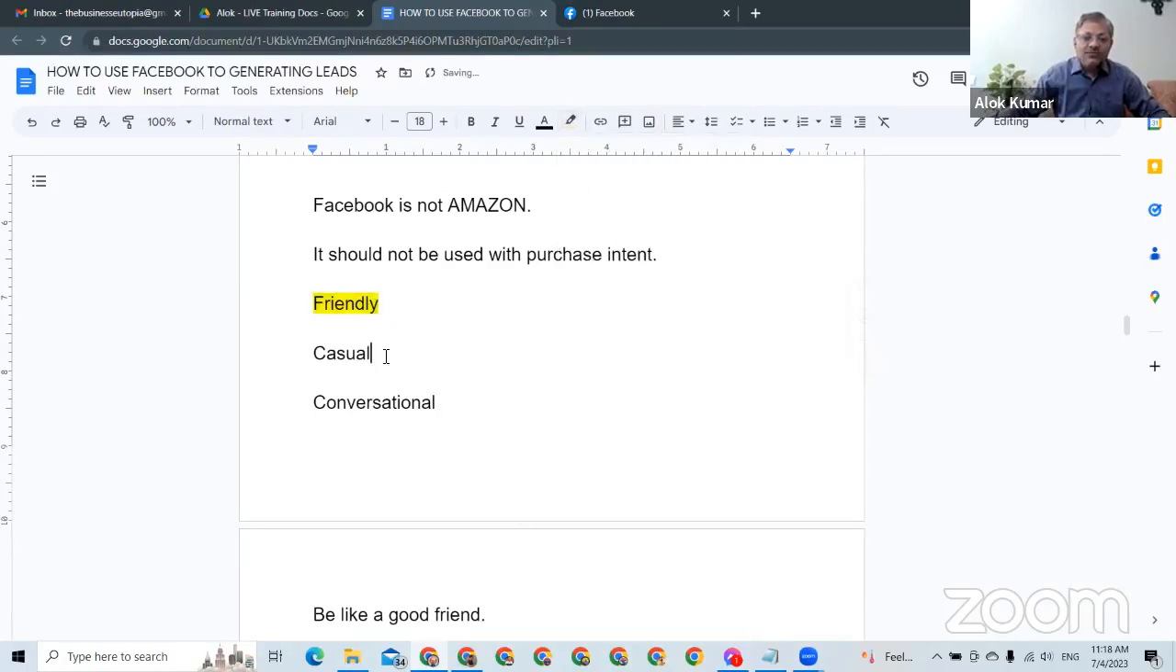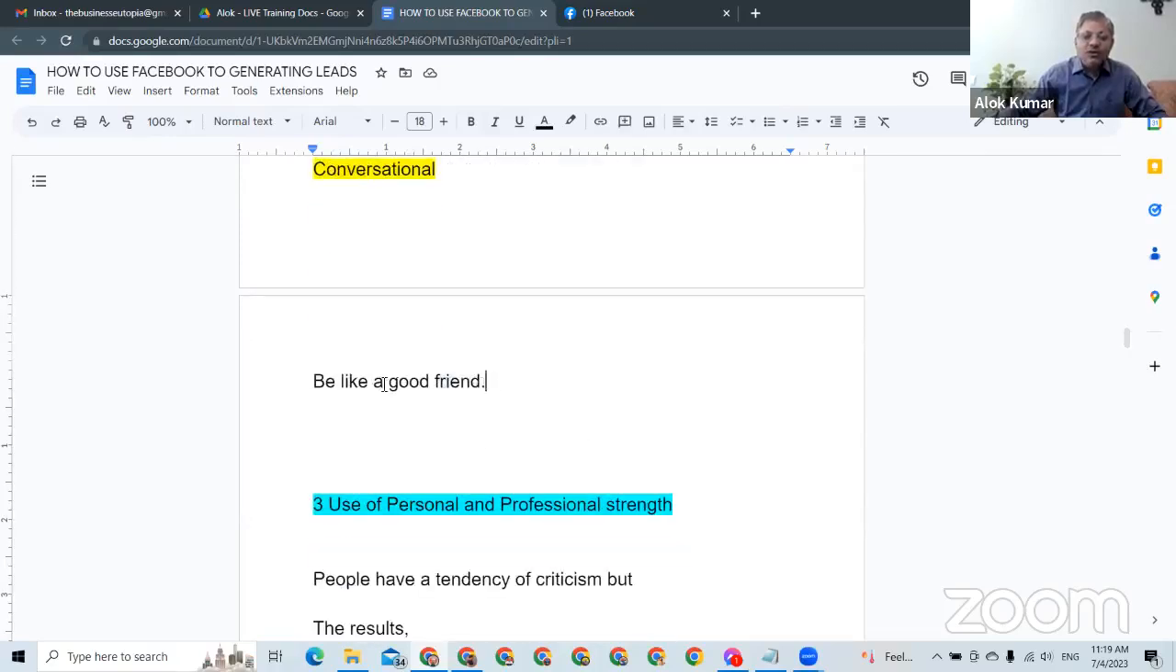Mind it. These things are very simple, but people do forget because people are in the rat race of getting results as early as possible. And they are like, start selling. Don't do selling on Facebook. Simple. Because this is not a buyer and seller marketplace, right? Upfront. So what you have to do is, you have to be just like a good friend to them.